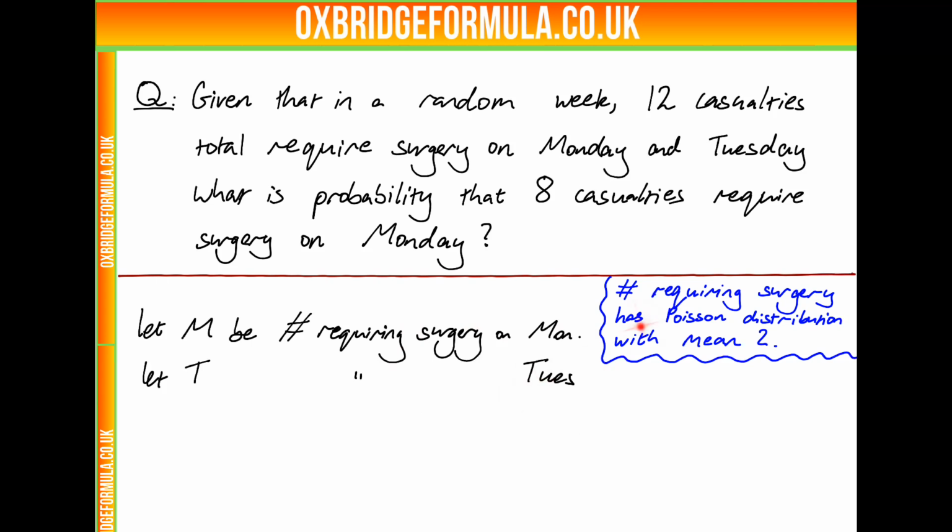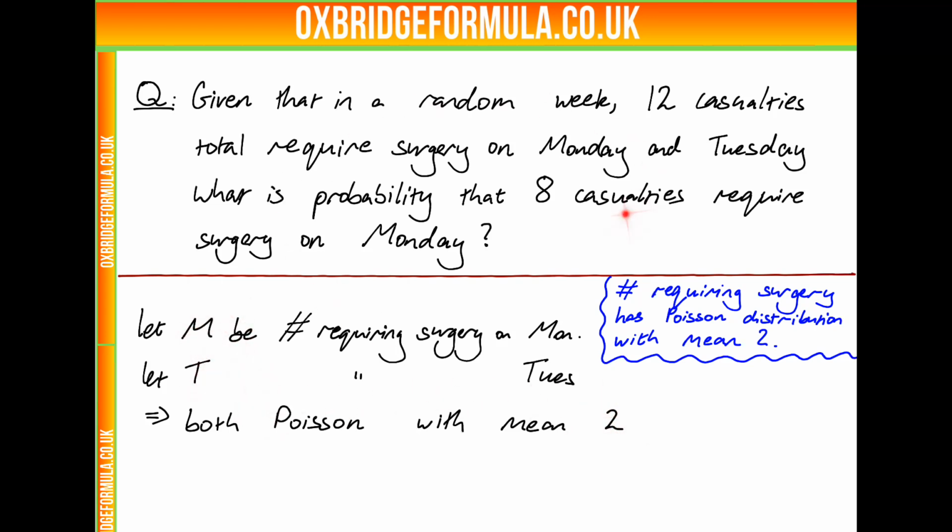And we can also recall from what we've done in the previous part of the question that the number of people requiring surgery on a given day has a Poisson distribution with mean 2. And since both of these are just essentially random days, we can see that they'll both be Poisson distributed with mean 2. So these are our variables M and T.